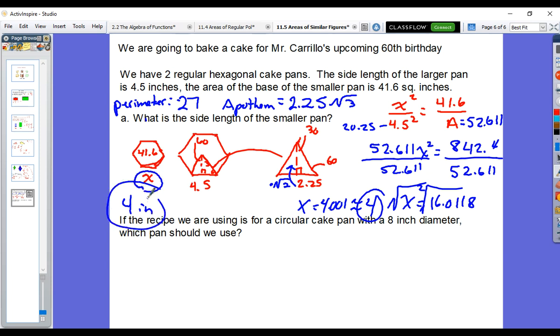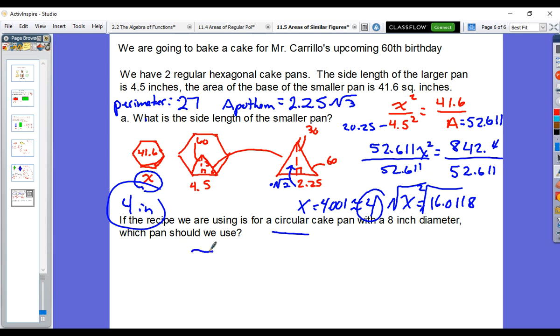Now, the recipe calls for a circular cake pan with a diameter of 8. Which pan should we use? Well, we don't want to use one that's too big, because it keeps our cake very flat. But if it's too small, it can make the cake overfill. So we have to figure out, would it fit better in a 41 square inch pan or a 52? It's a big difference. To figure that out, we need to find the area in square inches of this circular pan for this particular cake.